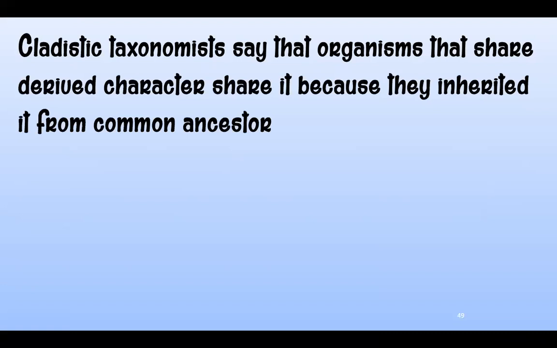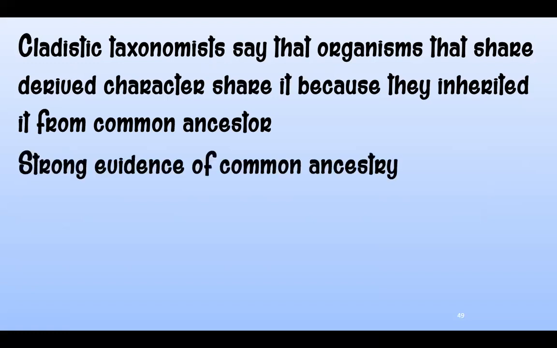Cladistic taxonomists say that organisms that share derived characters share it because they inherited it from a common ancestor. So this is really strong evidence for common ancestry. And if you think about it, it makes sense. If all birds have feathers and no other organisms have feathers, it makes sense that they inherited feathers from a commonly shared ancestor.